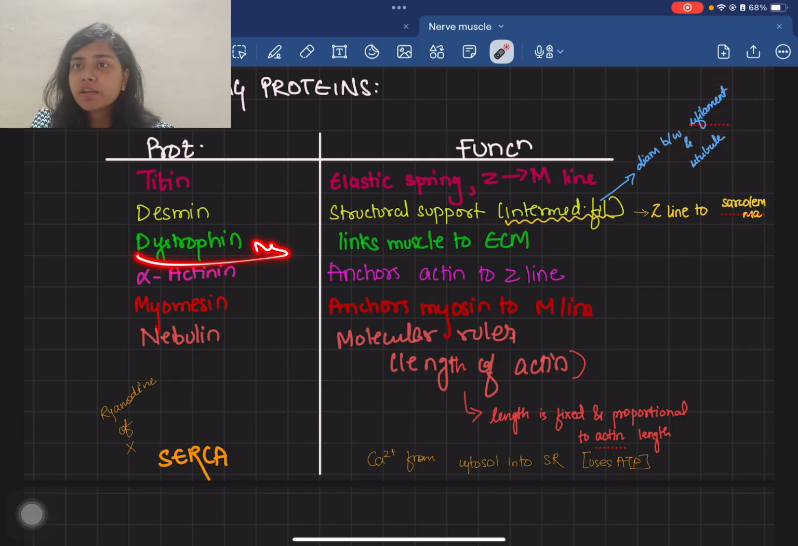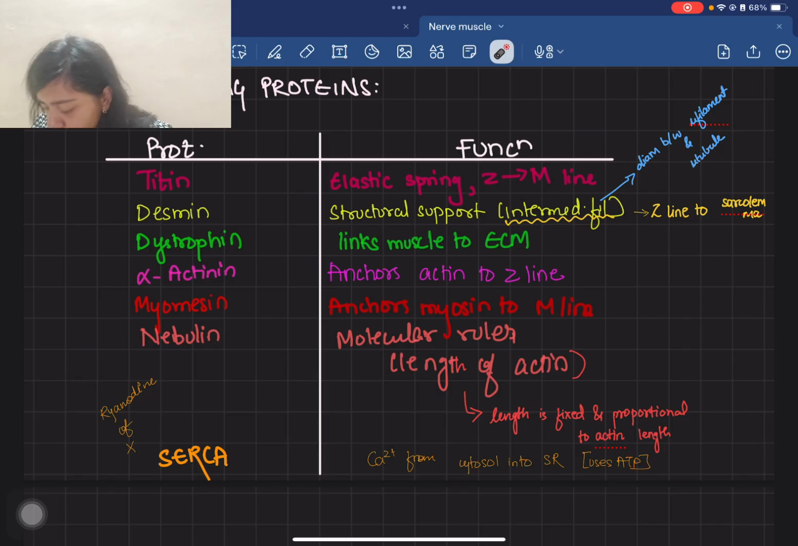Then dystrophin. It was done in my last video that it links the muscle to the extracellular matrix. It links the muscle to the extracellular matrix. And dystrophin, what was its major role? It was a shock absorber. It will not let the response be limited to the muscle only. It will help in the transmission to the bones and the tendons, right?